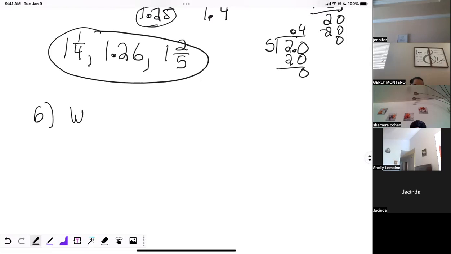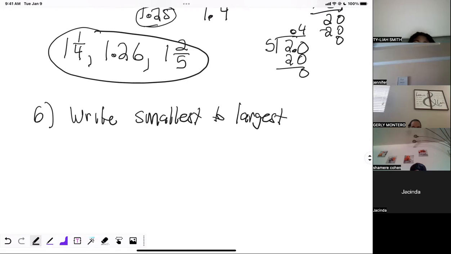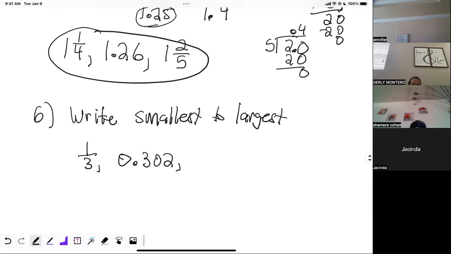So I'm just going to put smallest to largest. So writing in order from smallest, the same directions as the last one. You can't see it, so I want to write it again. So we're going to write these as smallest to largest. So we have 1/3, 0.302, and 3/8.